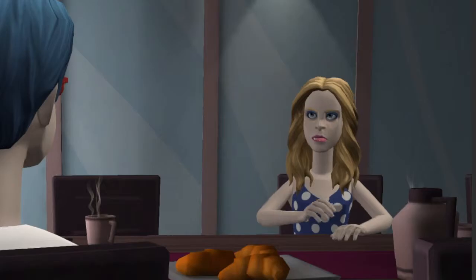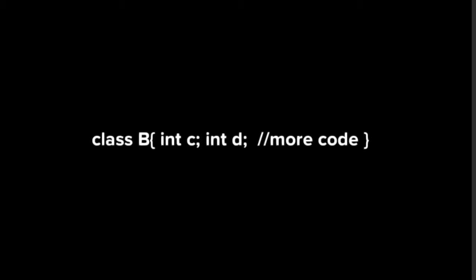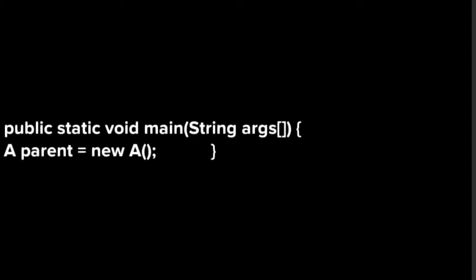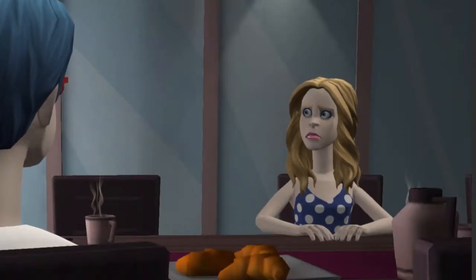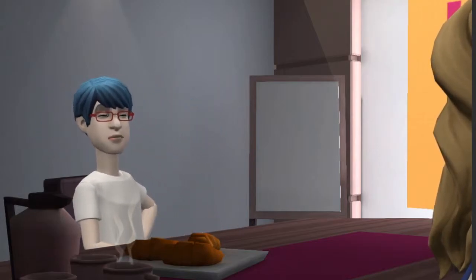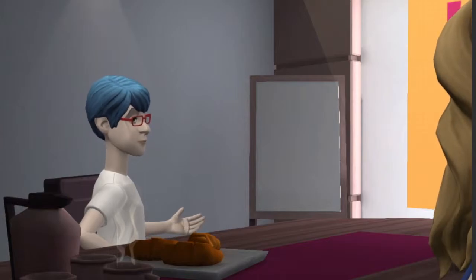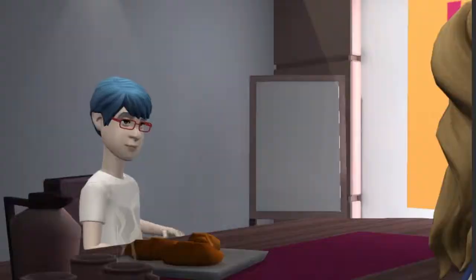Suppose there are two classes. Class A has B child equals new B, and more code. Class B has C and D, and more code. Public static void main, String args, A parent equals new A. So in this case, how would the diagram look like? In this case, the reference variable child will be created in heap, which in turn will be pointing to its object, something like this diagram.